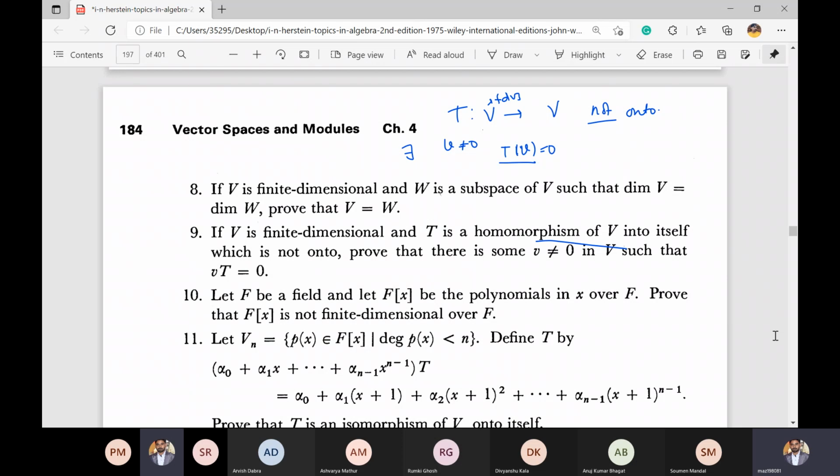If this does not hold, then it will contradict that T is not onto. Actually, we have done that. If T of V is not equal to 0 for every nonzero V, then T will be one-to-one, and V is finite dimensional, so T will be onto. We have done that earlier, so that will contradict that T is not onto.